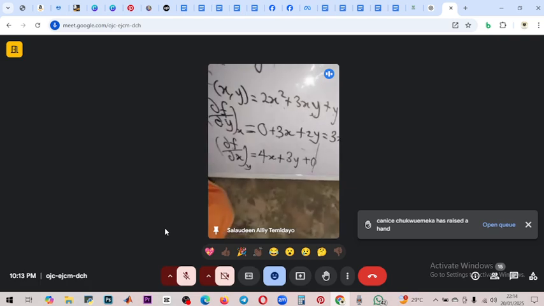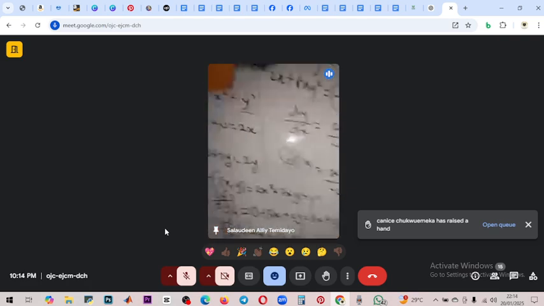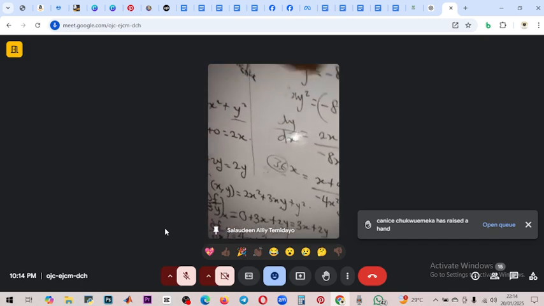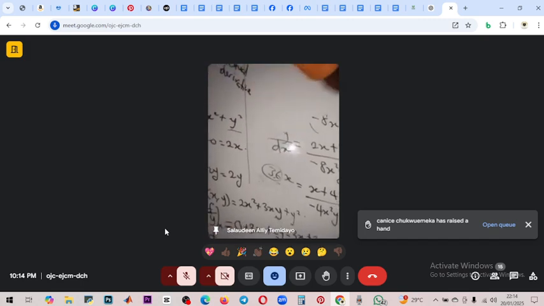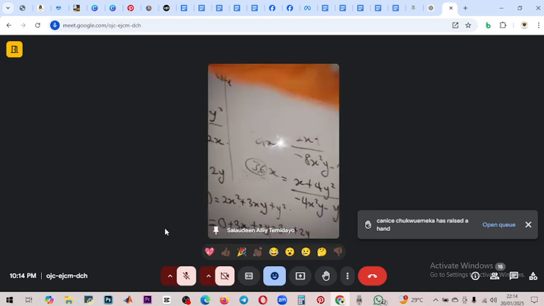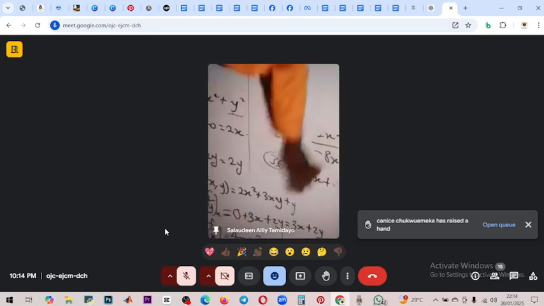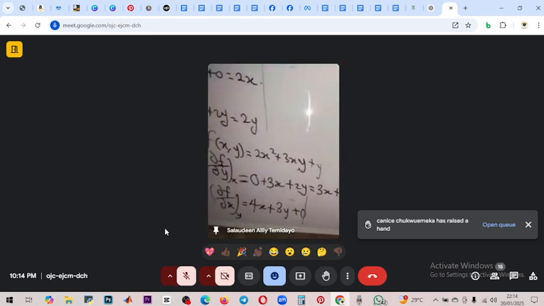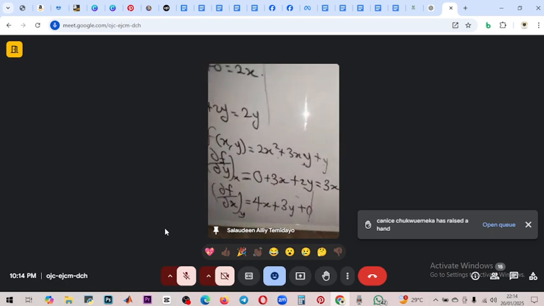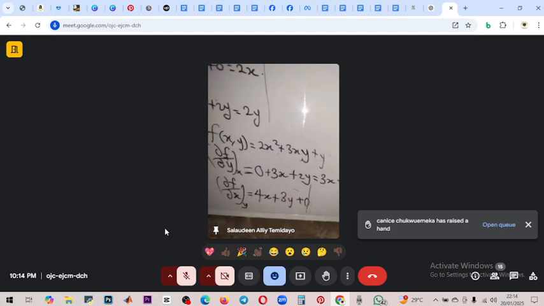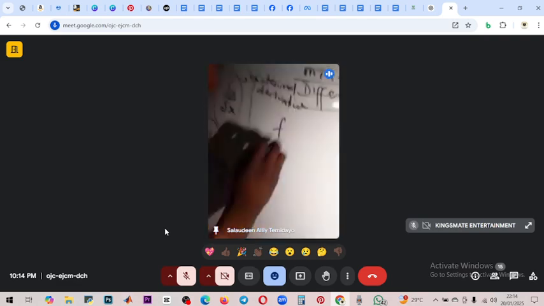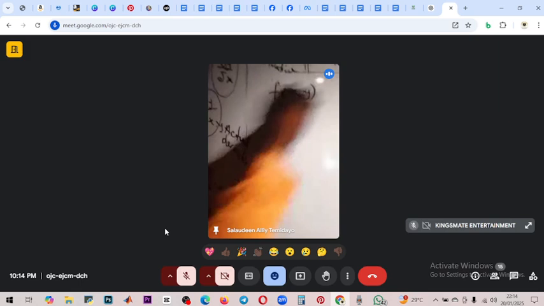I'll give another example which I'm going to end with. What's your question, please? Okay, my question is like this. When you are treating y, you differentiated that 3y. Why don't you differentiate 3x when you are treating x? I differentiated it. Look at the bottom. I'm sure you will see that.